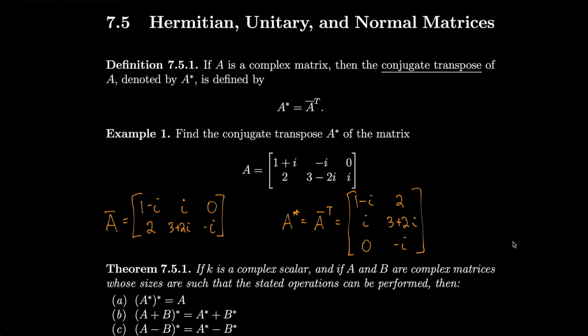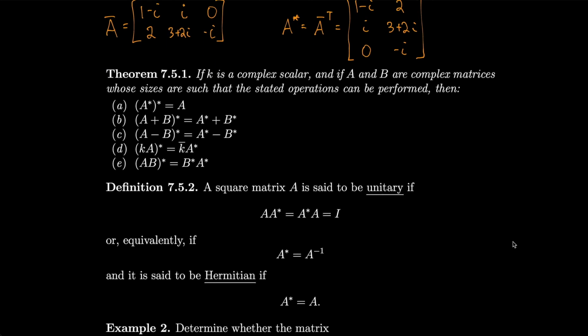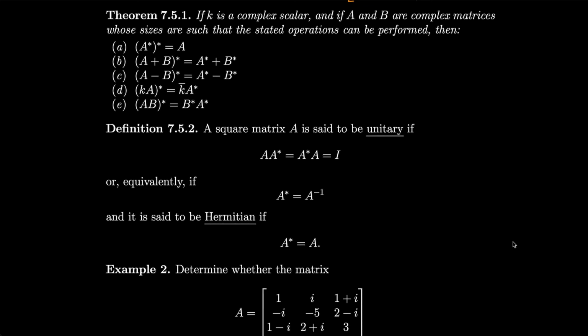If k is a complex scalar, and if A and B are complex matrices whose sizes are such that the stated operations can be performed, then we have that (A star) star is A, so the stars cancel. (A plus B) star is A star plus B star, so you can distribute the star. Similarly for subtraction. (kA) star is k bar A star, so you just move the star over to the k by conjugating it. And (AB) star is B star A star, kind of like when we had (AB) transpose is B transpose A transpose. So the only one you have to be careful about is the multiplication distribution.